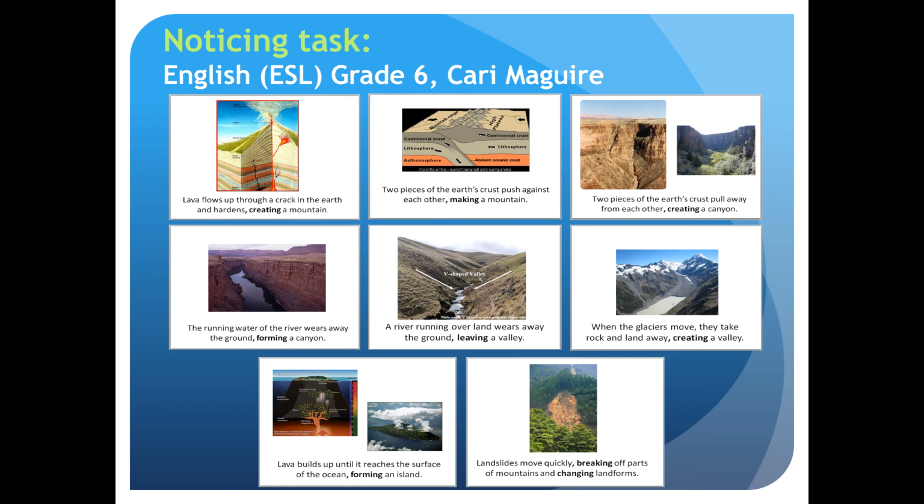And then she was having the students say "comma," and then drawing a comma in the air when they reached the end of the first clause. After the comma, the class and the teacher would say the participial adjective or the -ing form with extra stress on that -ing. So for example, the very first one would be: lava flows up through a crack in the earth and hardens, comma, and then creating a mountain. You get the idea here.